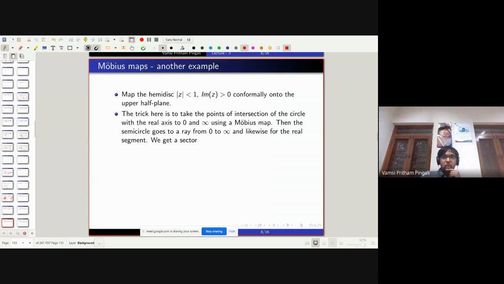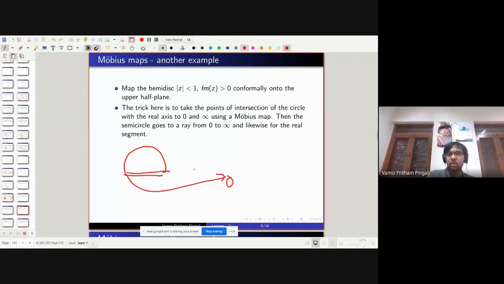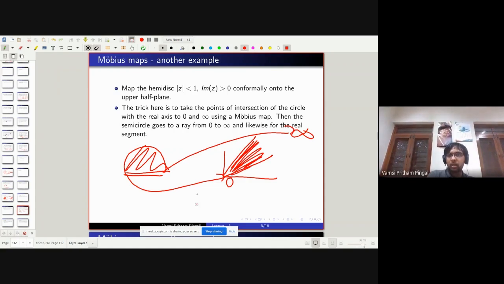We get a sector which, so I have not been complete here. All I'm saying is that under any Mobius map that takes this to 0 and this to infinity, this thing goes to a sector. What I'd like is for this to go to this precise sector.